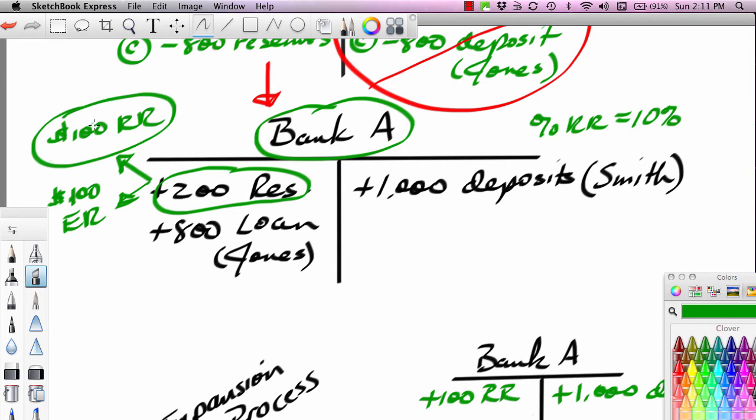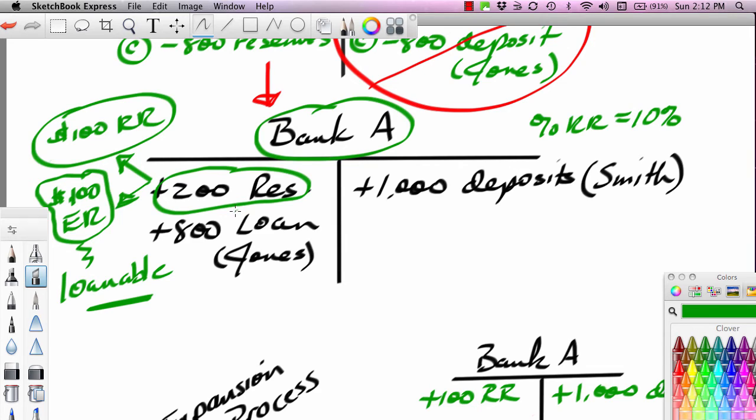So reserves break up into two pieces. Required reserves, those reserves that must be held against deposits, and excess reserves, these reserves are what we would call loanable. They can be loaned out. So a bank can only loan out reserves above its reserve requirement. Now banks do carry excess reserves in practice. Bank A is carrying excess reserves because Jones only wanted to borrow $800. She didn't want to borrow $900.